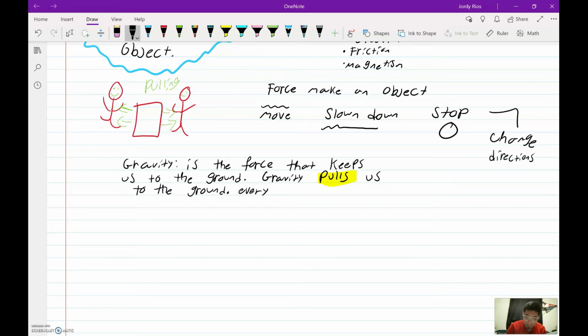Yes, this is the ground. Everything that goes up must come down. So gravity is the force that keeps us to the ground. Gravity pulls us to the ground. Everything that goes up must come down at some point. So that's why we don't float. Gravity is always pulling us to the ground. It's very important to know.